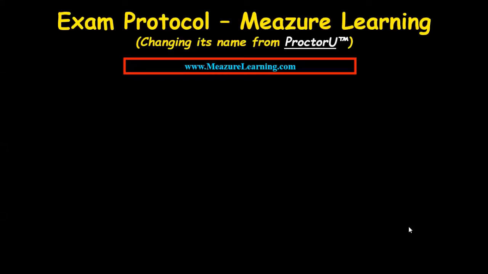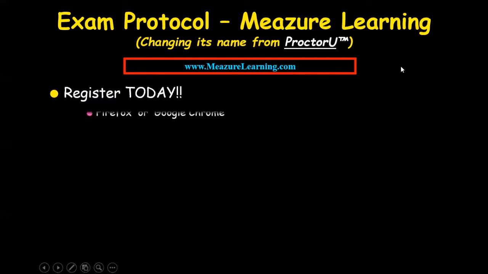Okay, so I want to talk now about the protocol, the so-called Proctor U, or the new name for it is Measure Learning with a Z in measure. A lot of people are still using the word Proctor U, so I'll use that also. You need to go to measurelearning.com and register the computer or computers that you're using for taking the exams for this course. Okay. So try and register this today with that computer.